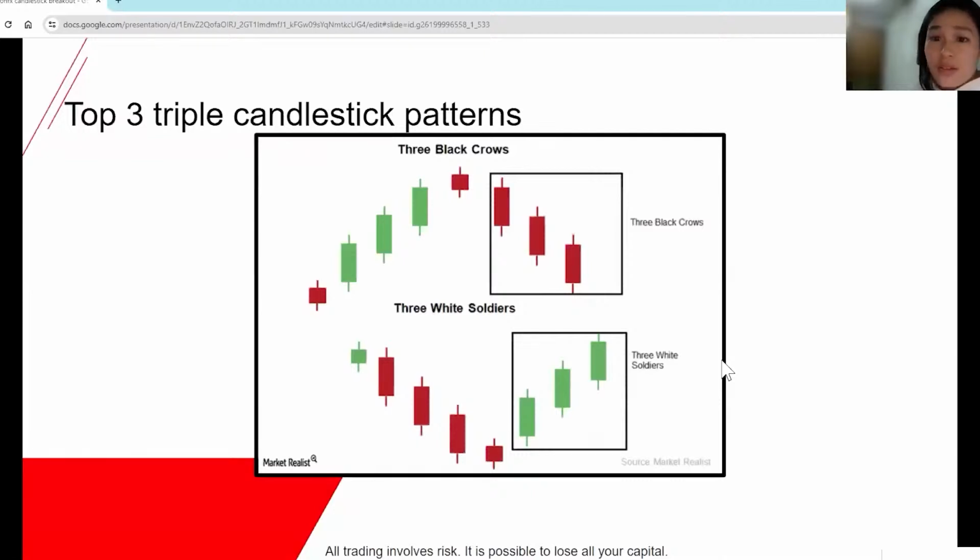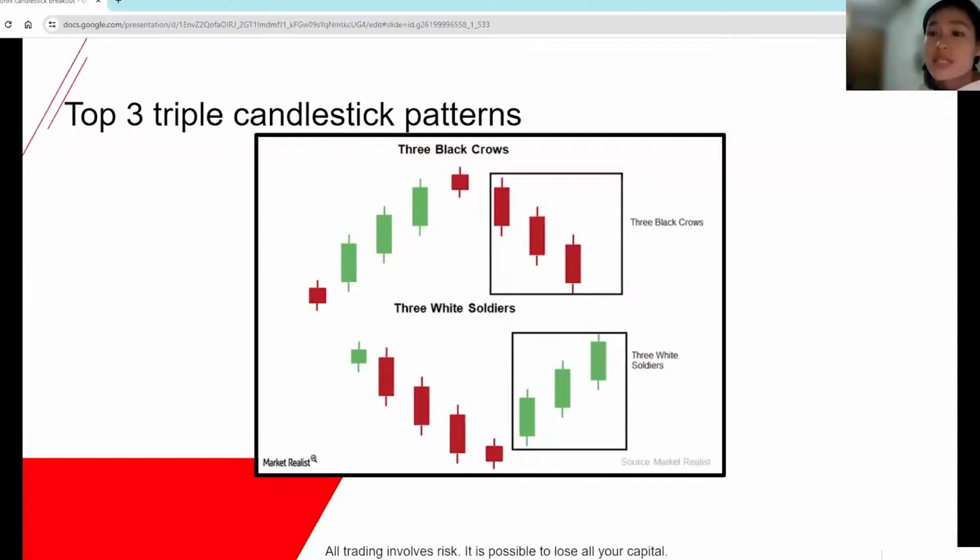Okay, next we have the three black crows and the three white soldiers that we saw earlier. These are pretty straightforward. Your three black crows basically signify that there is a confirmation of a downtrend, with three pretty similar candlestick formations, one after the other, moving in a bearish manner. Three white soldiers would just be the opposite of that. So you would just have three of the same bullish candlestick patterns, one after the other, pretty similar in shape as well. And basically it confirms the strength of the established trend.